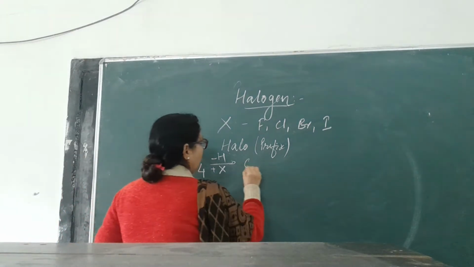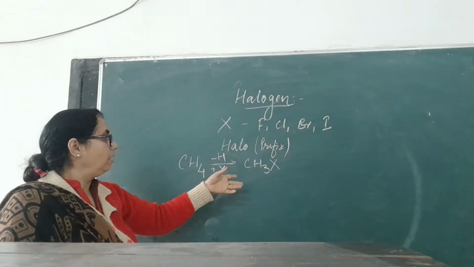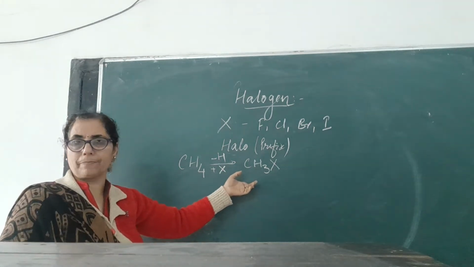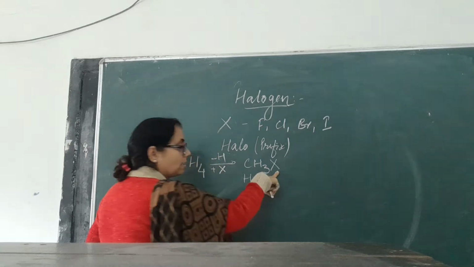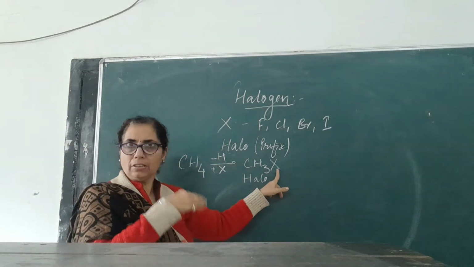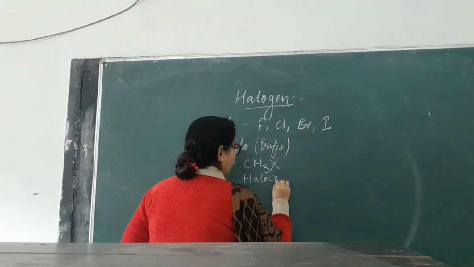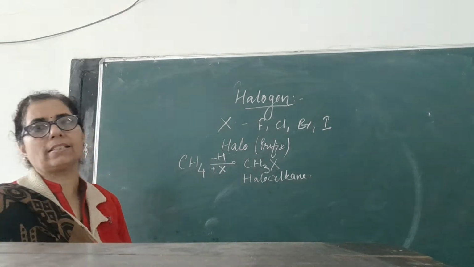With X, you will get CH3X after replacing. So the compound name will be haloalkanes. The general name will be halo. Halo represents all the halogens, and this is the alkane group that is attached to it. Alkane is the way you will write down its name.